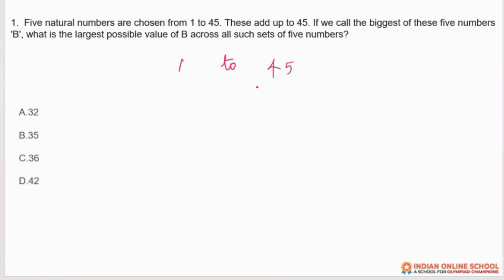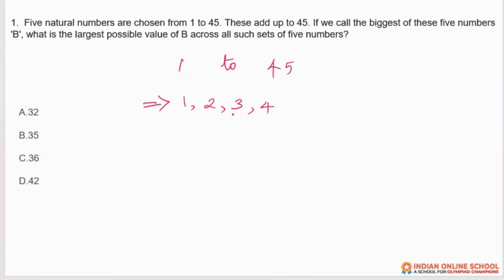Here we are using a concept which is the largest possible number in a sum constraint. To find the largest possible number, the first step is to find the smallest numbers, so first the smallest 4 numbers. The smallest 4 numbers will be 1, 2, 3 and 4. These are the smallest natural numbers from 1 to 45.